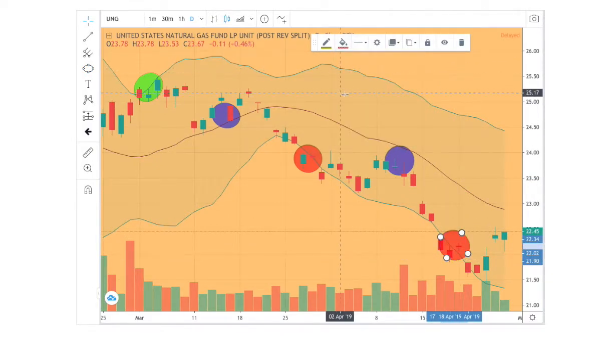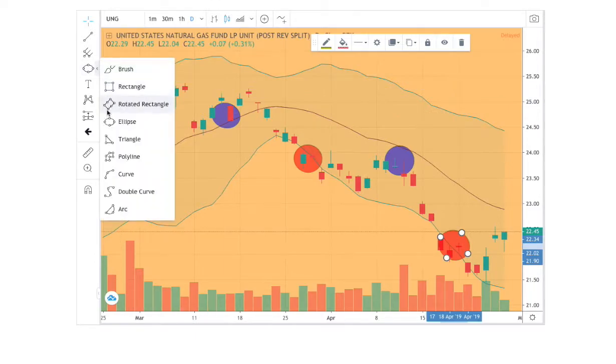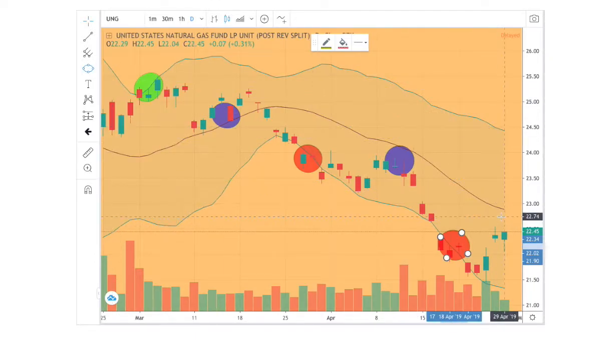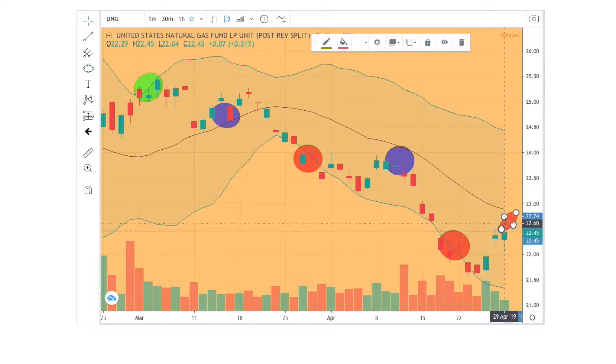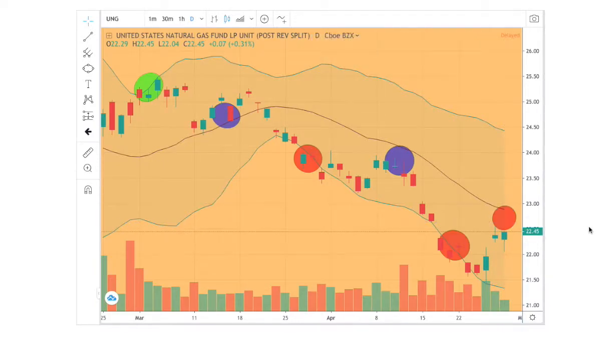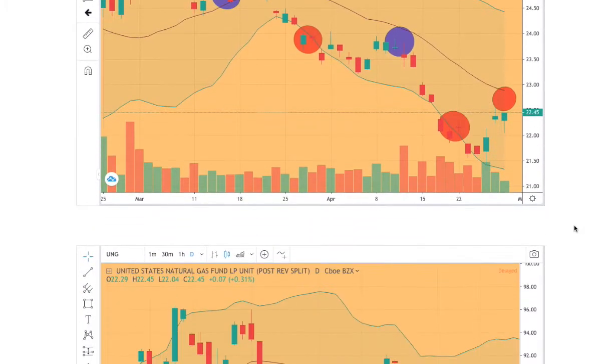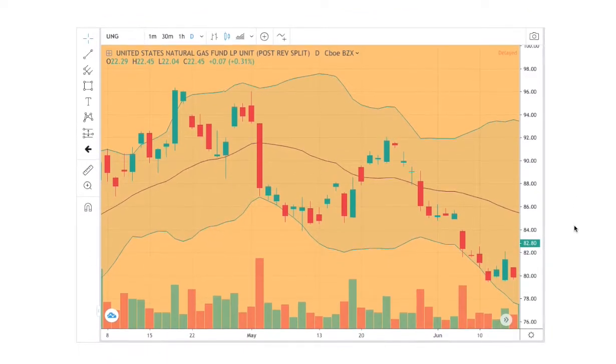Then we see a second attempt at hitting the middle Bollinger Band, and I do believe we may hit that. That coincides with the 200 moving average on the 1 hour chart, or the 18-day moving average on the technical analysis that I did.